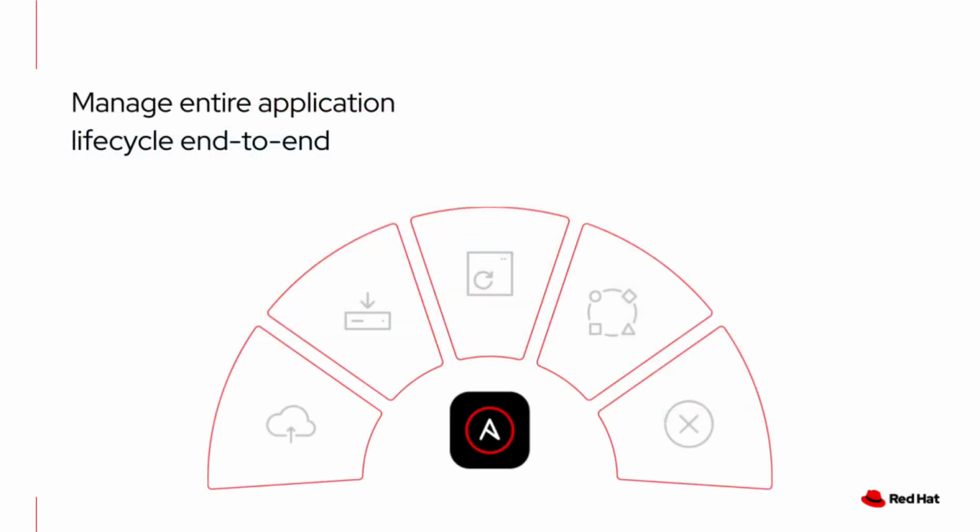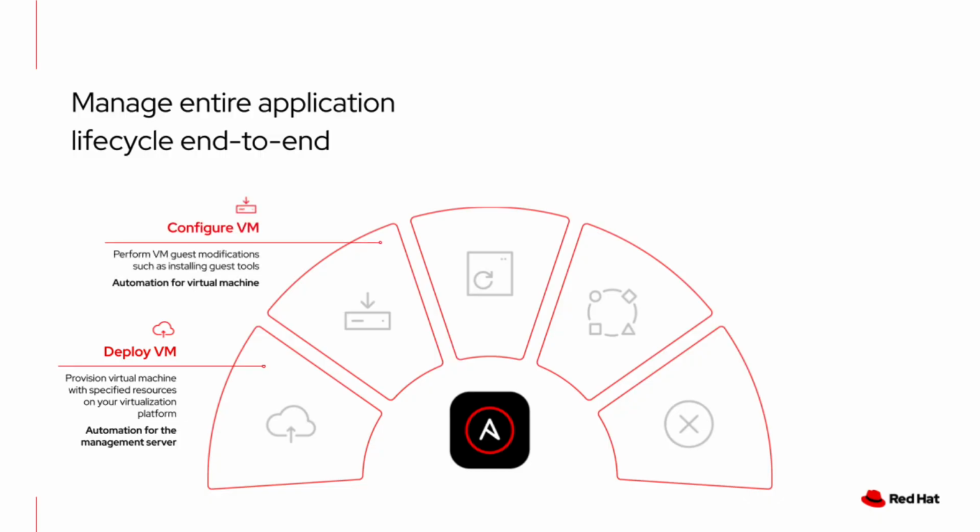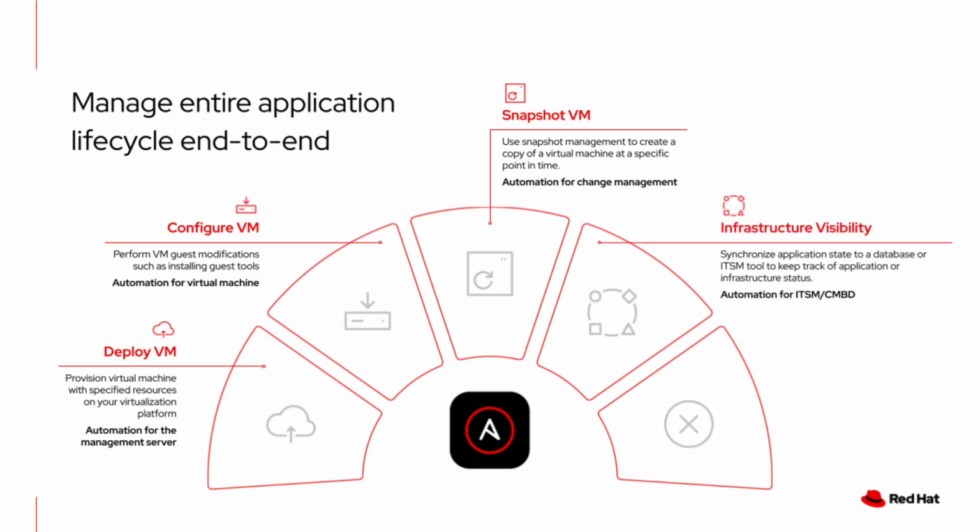As we've seen, Ansible Automation Platform helps you manage the entire application lifecycle end to end. We started with deploying virtual machines, then we moved through to configuration by performing tasks like adjusting system-level settings. Then we took a look at snapshots to create a copy of a virtual machine at any specific point in time. Next, we reviewed infrastructure visibility by retrieving system information that can help when synchronizing application state. Lastly, we went over deprovisioning virtual machines, where we can remove or stop the virtual machine when the application is no longer needed.